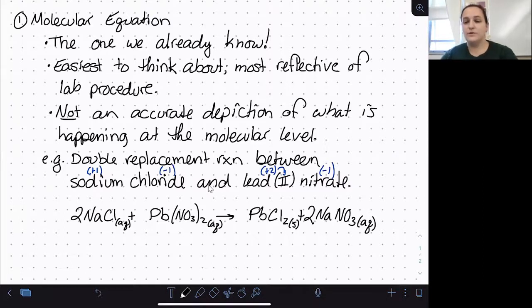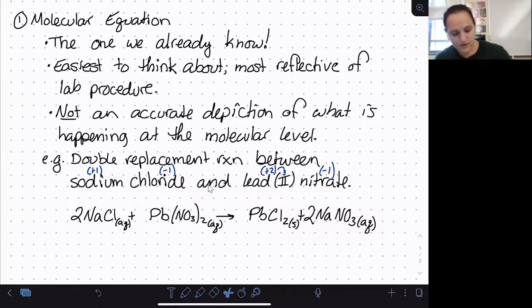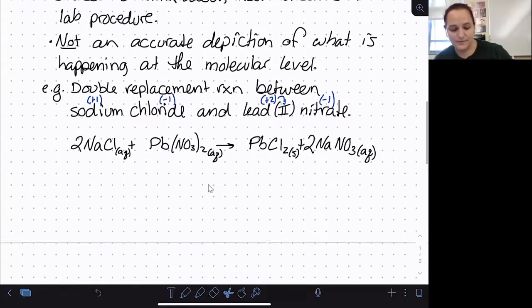So lead chloride, PbCl2, is the only solid here that is not soluble in water. Everything else is aqueous. So both of our reactants, sodium chloride and lead nitrate, are aqueous, and the sodium nitrate product is aqueous as well. So this is the reaction that we're going to be working with as we move forward to our other types of equations.